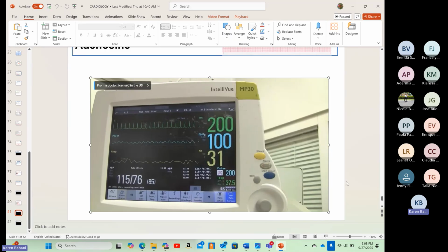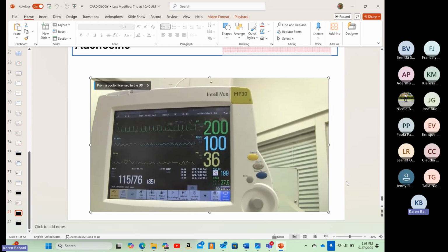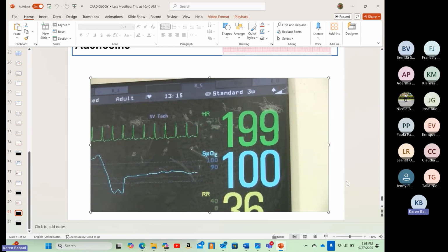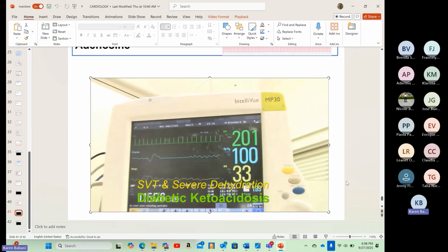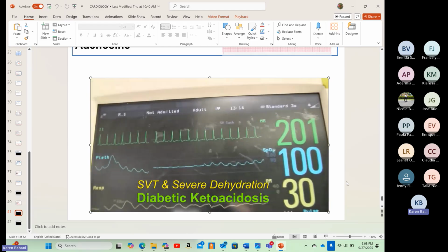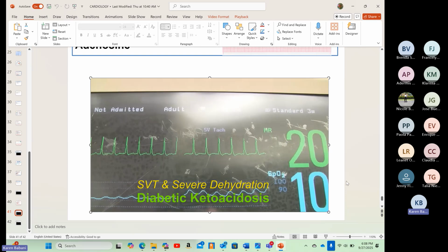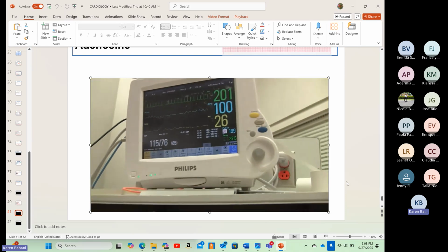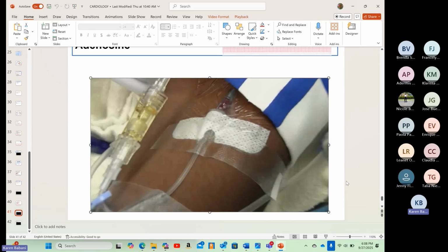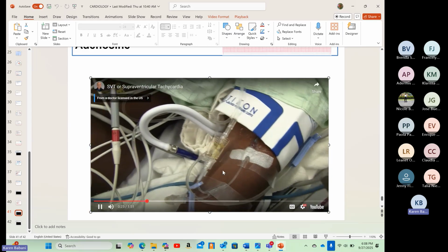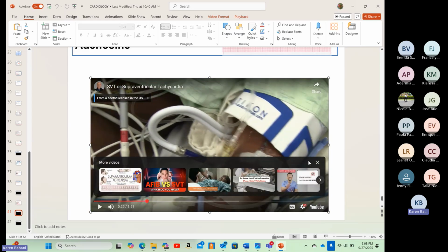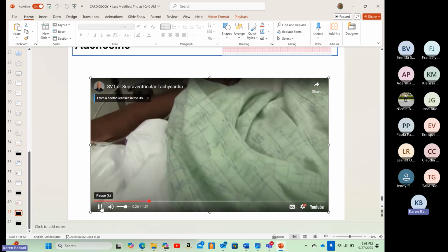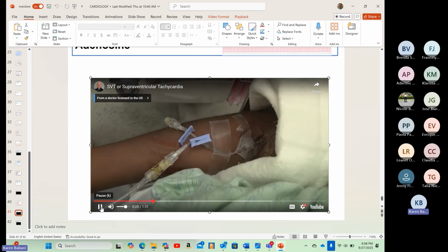So look at the rate the person is at. They're beating at 200 beats per minute. This patient, they're telling us, has DKA, severe acidosis, and because of that, they've developed the supraventricular tachycardia. So very important, here they're showing you there's one IV access. You need two IV accesses. There is the other one.